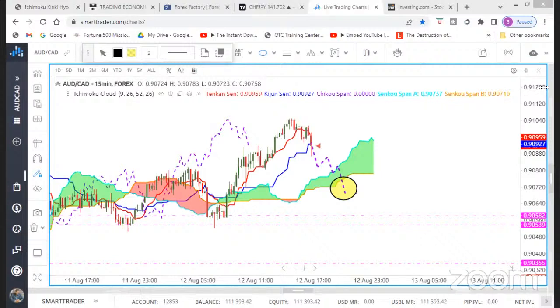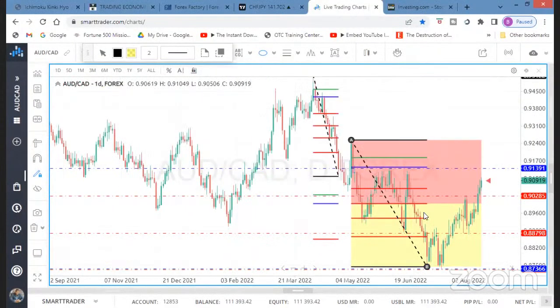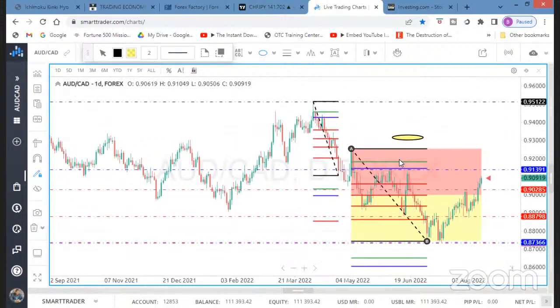Now, do you get cleaner looks? Do you get super clean looks? Like this Aussie CAD? Watch this. All right, when you drop this on here, you see how that's pulling deep into the zone?